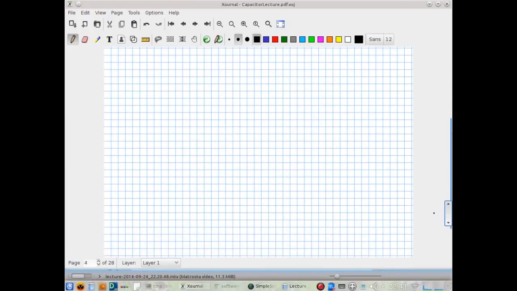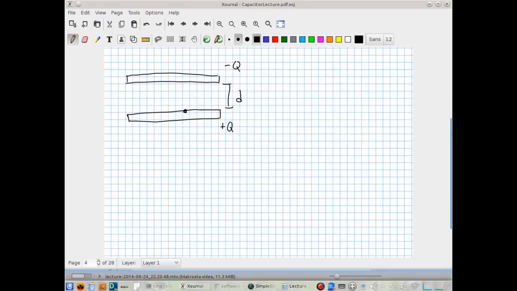In particular, let's think about what it would take to move a little test charge, Q0, from the lower plate to the upper plate. So let me exaggerate this distance a little bit here. So here's the negative Q and the positive Q. And let's imagine this is my little Q naught, and it's going to take a journey. I'm going to move it straight across this gap and have it end up here. So this is its initial position. This is its final position up here.